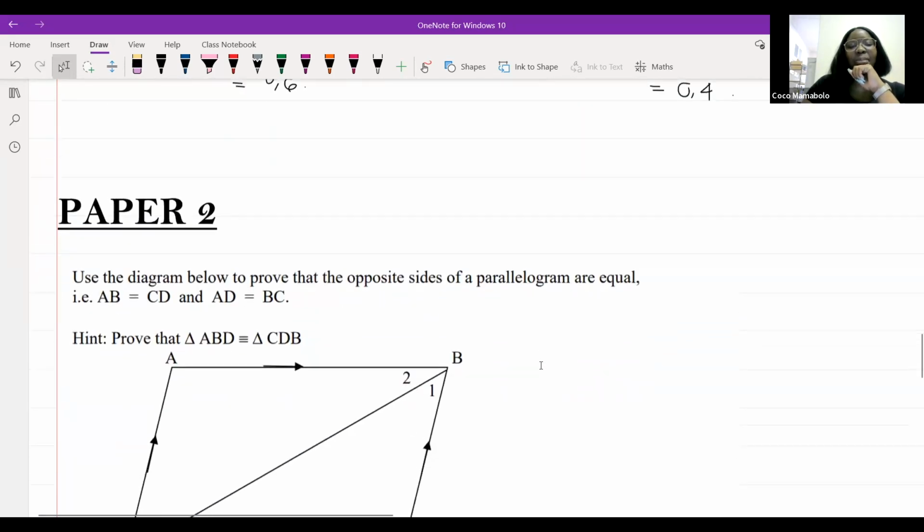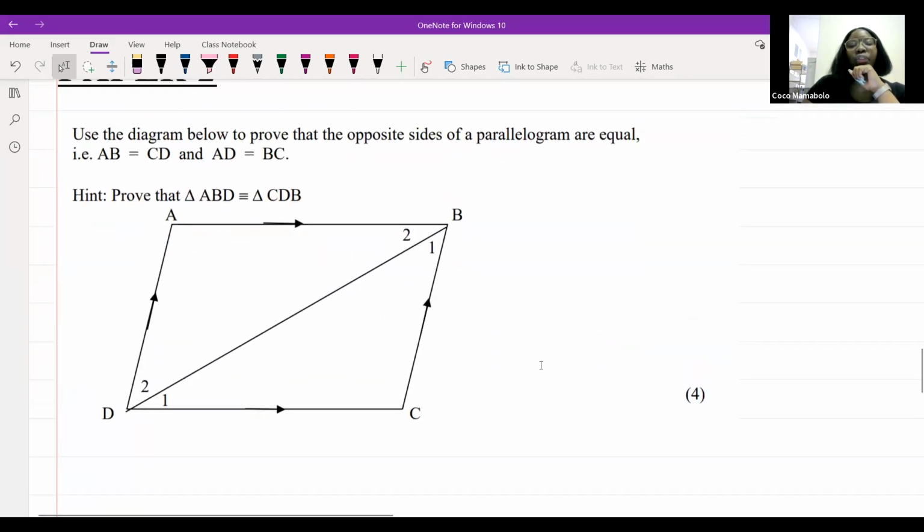All right, here's the next part. We're going to look at paper 2 questions. Here is your first question, guys.